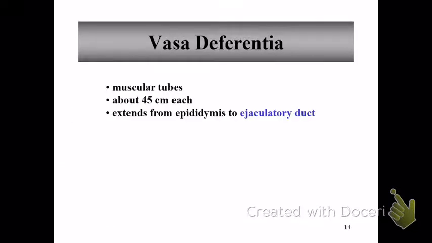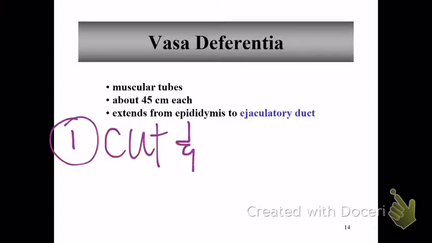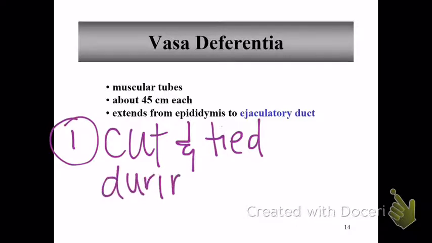Okay, vas deferens, you already saw it in the picture. Muscular tube, about 45 centimeters long, extends from the epididymis all the way up towards the bladder to the ejaculatory duct. Okay, two things I want you to know about this. One, this is cut. It's actually cut and the ends are burned off. But we'll say cut and tied during the vasectomy.